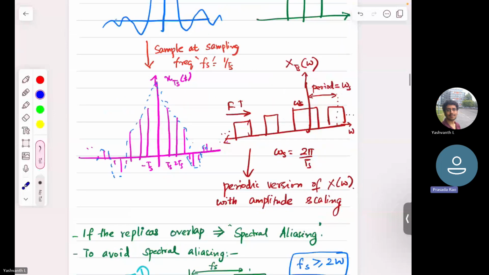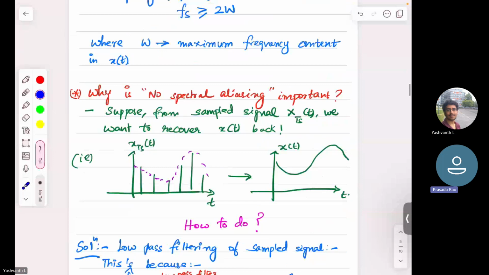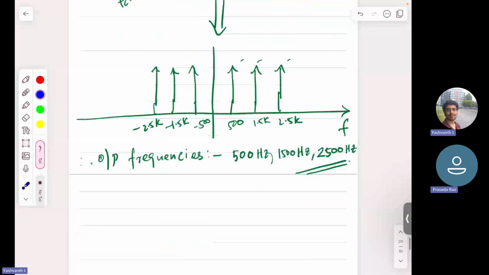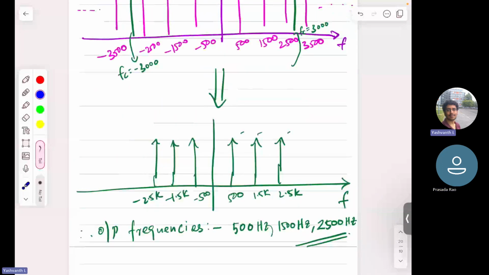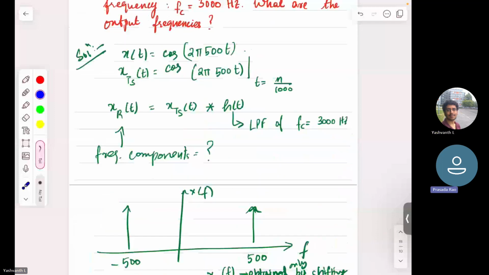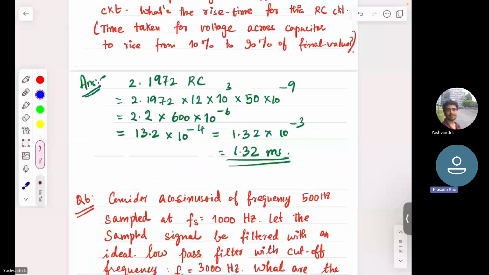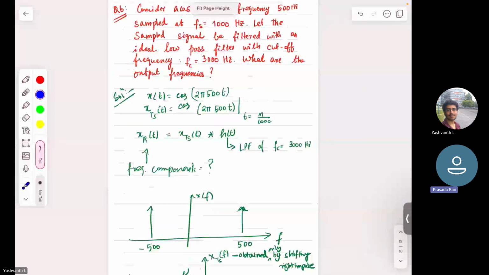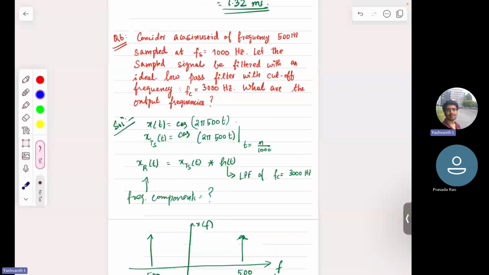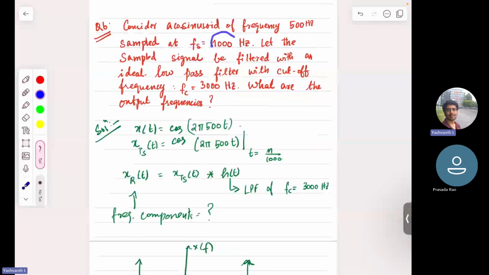Sir, another small doubt. At the starting of the question, should the T s be taken as n by 1000, instead of taking a sample frequency? Yeah, so Fs is 1000. Therefore Ts is nothing but 1 by 1000. So I need to take the sample at every 1 by 1000th second.